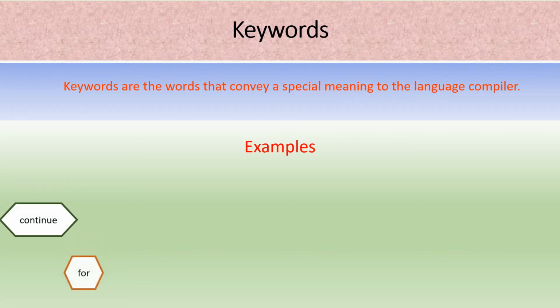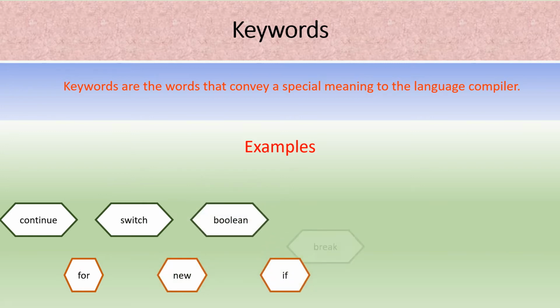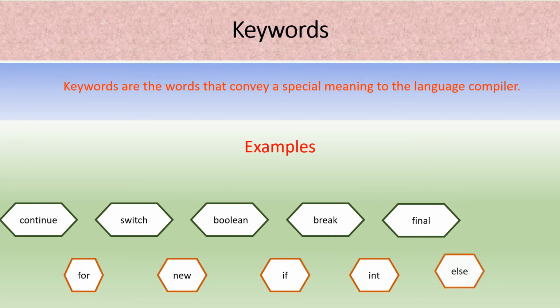Just see the examples like continue, for, switch, new, boolean, if, break, int, final, else, while. All these are some examples of keywords. All the keywords are given in your book. You may just have a look at all the keywords, and these keywords are the words which are kept in the library of Java for a particular purpose, and they can be used in the program but only for the purpose for which they are defined. A user can't use these words for his own purpose. Okay.